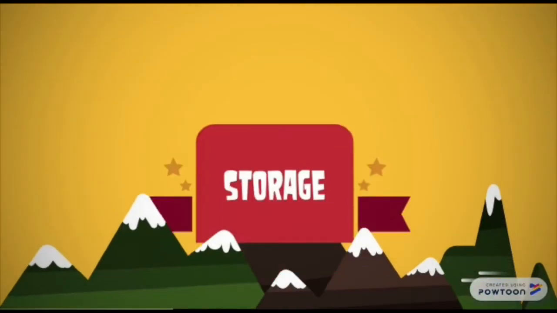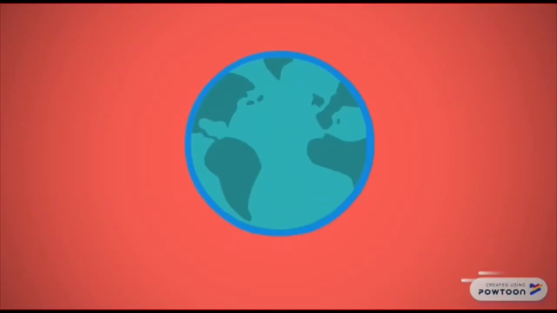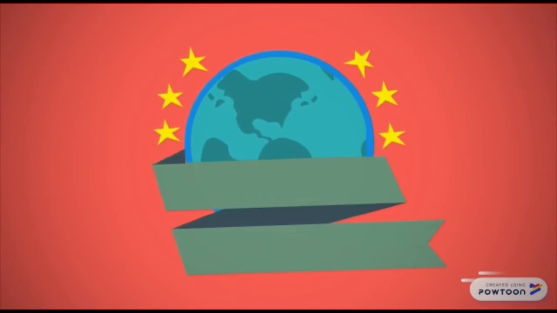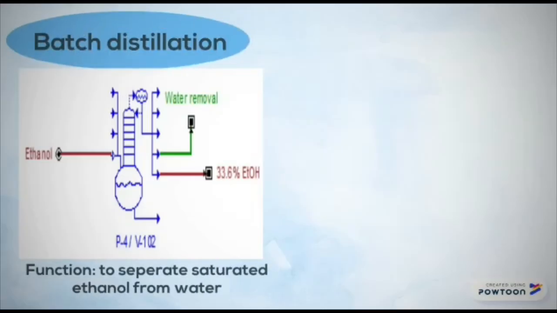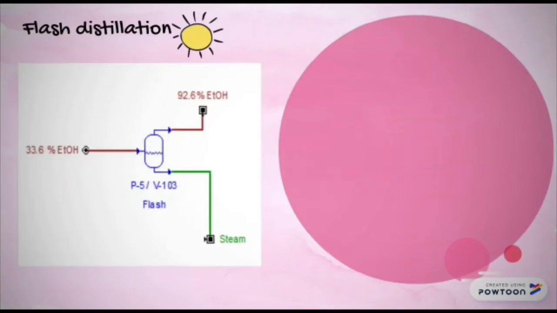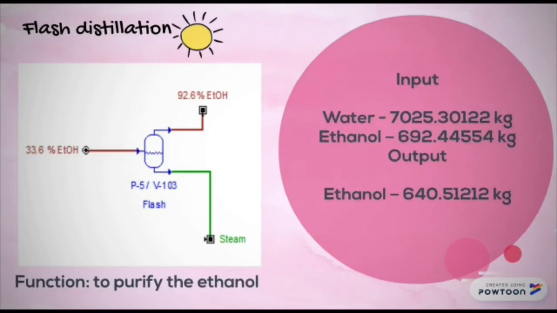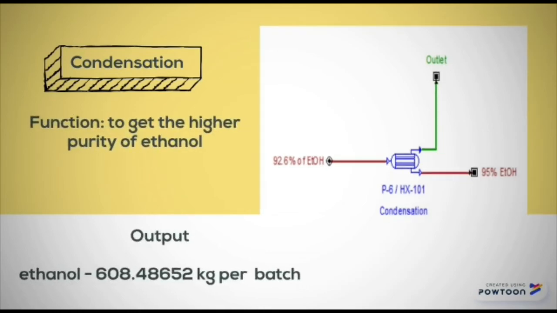After the centrifugation process is done, the process is stored in the storage tank. After that, we will move to batch distillation, where saturated ethanol was separated from water. Then, 33.6% of ethanol was transferred to the flash distillation to purify the ethanol. 92.6% ethanol is produced. In order to get higher purity of ethanol, the condenser was used to get 95% of ethanol.